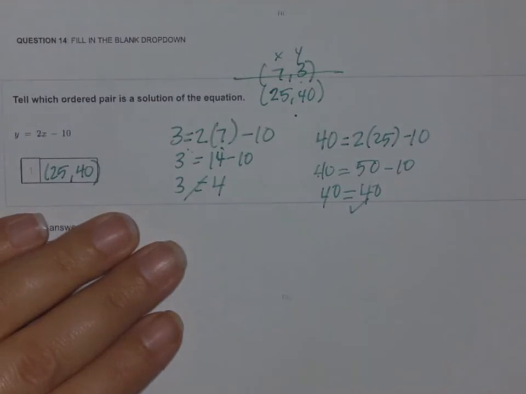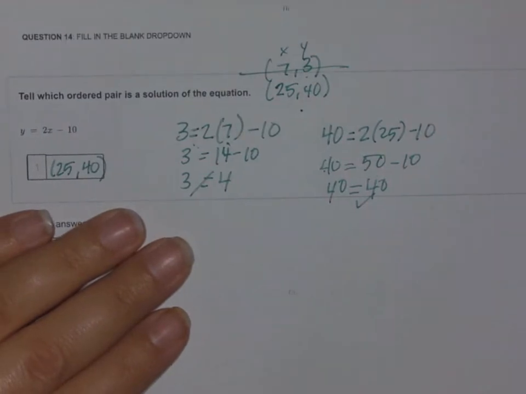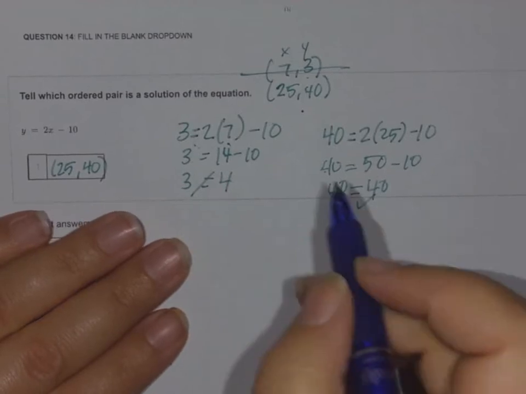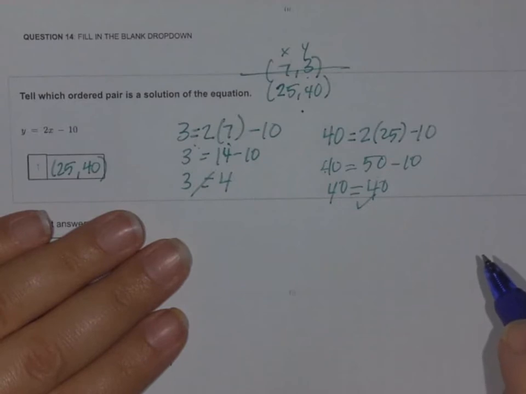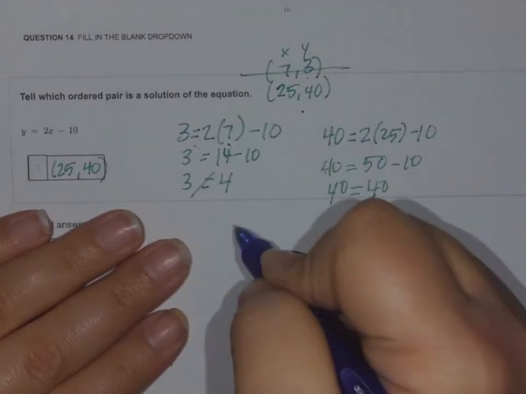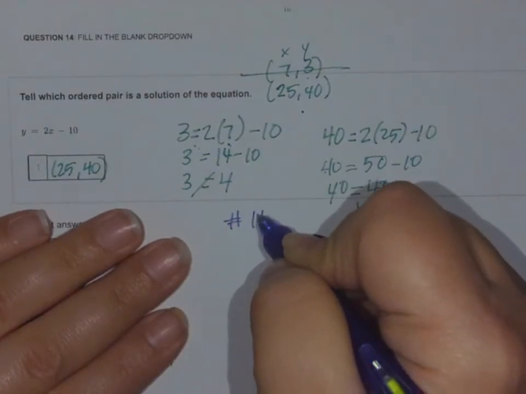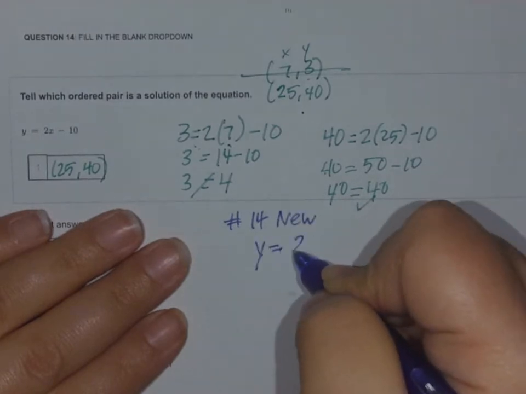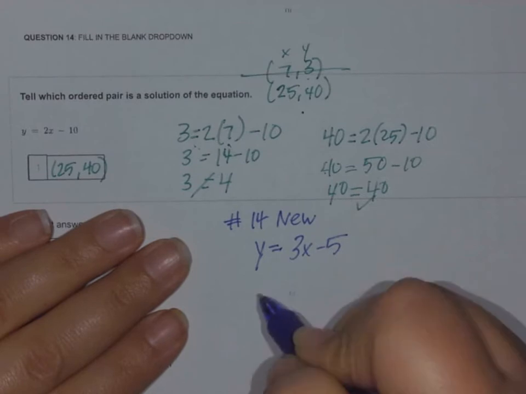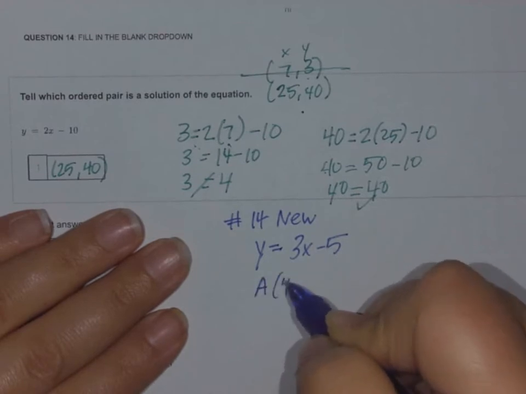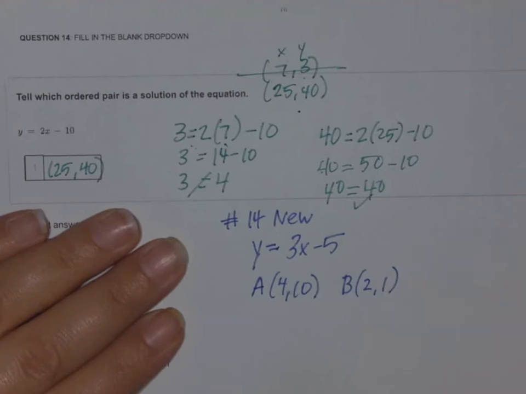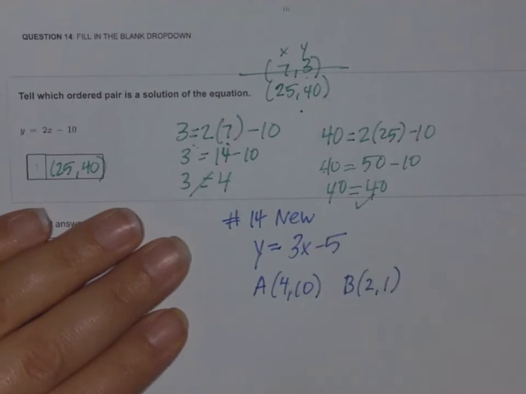Okay. Now, if you missed that one, same type of problem, I would like you to tell me which ordered pair works for this equation. You have y equals 3x minus 5. Tell me if A, 4, 10, is the solution, or if B, 2, 1, is the solution to that equation.